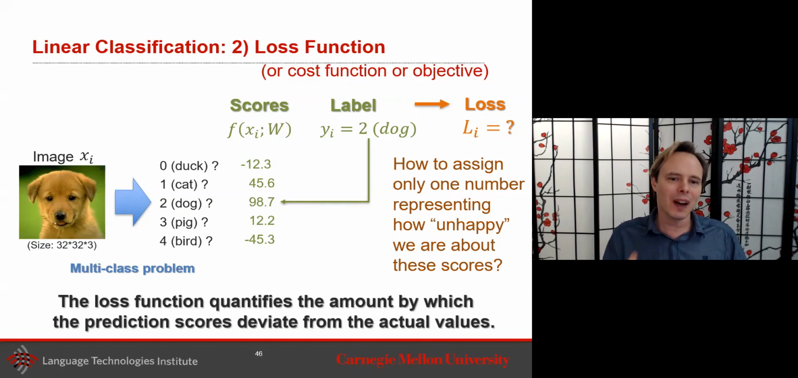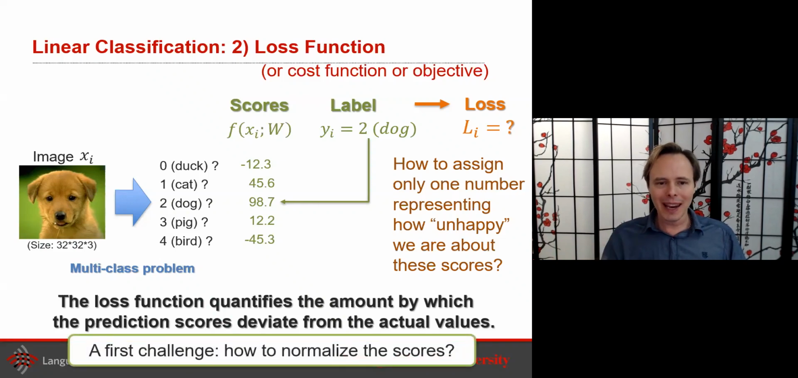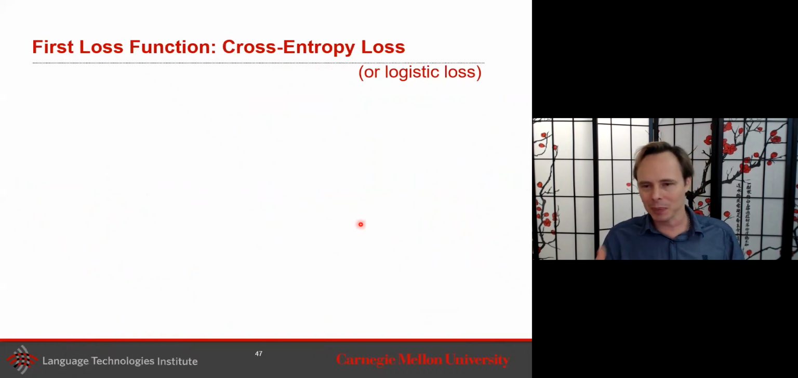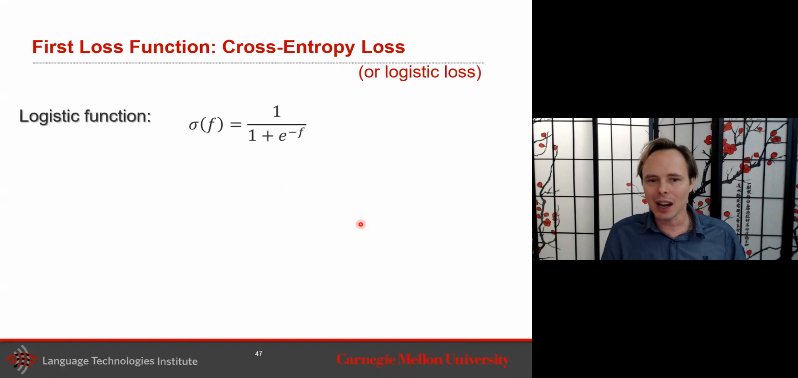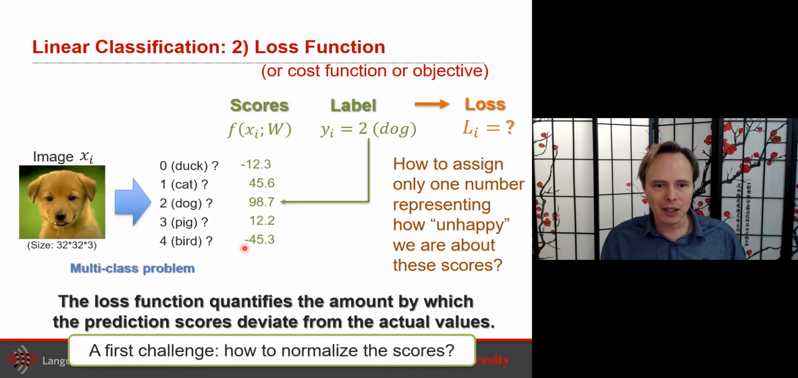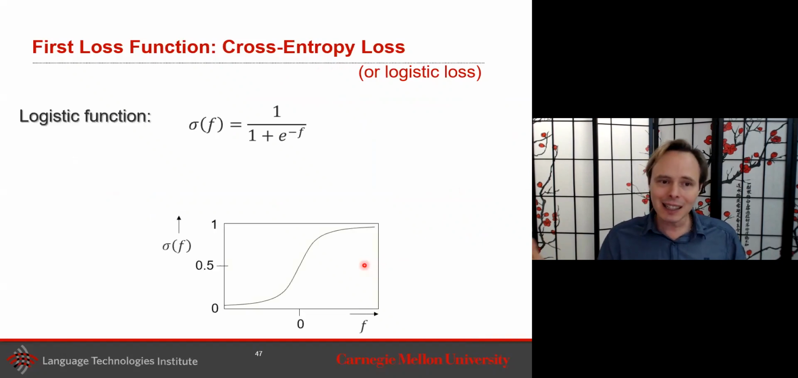So the loss function quantifies the amount by which the prediction score deviates from the actual values. That is the key aspect. So here, because these scores are very different, and I want to have a loss, maybe a loss that goes always from 0 to 1, how can I take all these scores and normalize them? There are very different ways, but probably the simplest one is using a logistic. I go from numbers that go from minus infinity, and I want to normalize to 0 to 1 or minus 1 to 1. What is the simplest function for that? This is a logistic function. It goes from minus infinity to plus infinity, and it can nicely give you a number from 0 to 1.